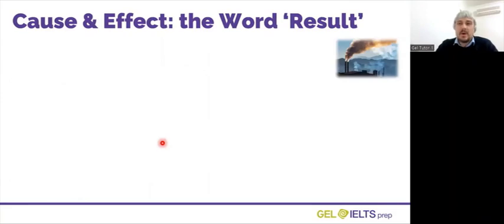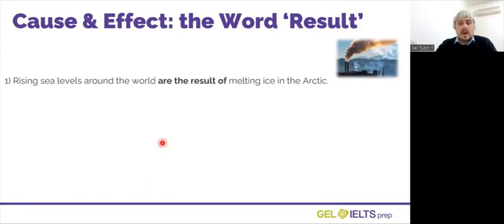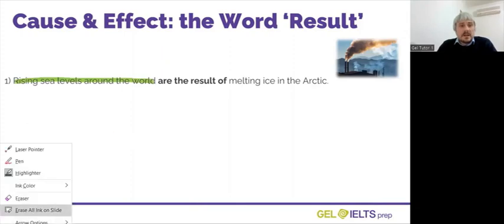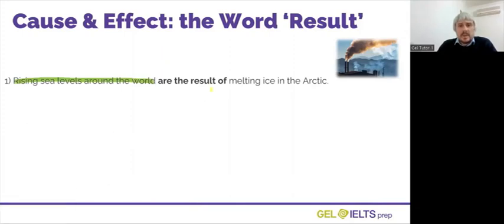Now let's focus on the word "result." For example, "Rising sea levels around the world are the result of melting ice in the Arctic." This sentence introduces an effect, the green sentence, and then a cause, melting ice in the Arctic.